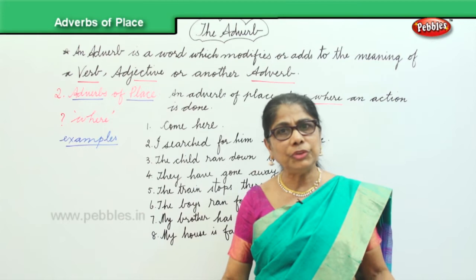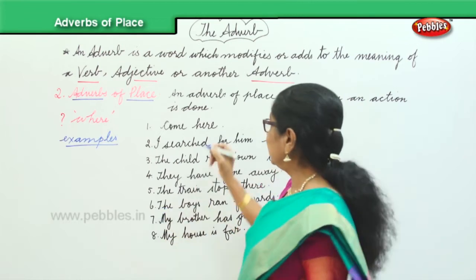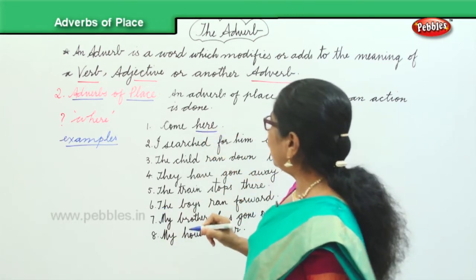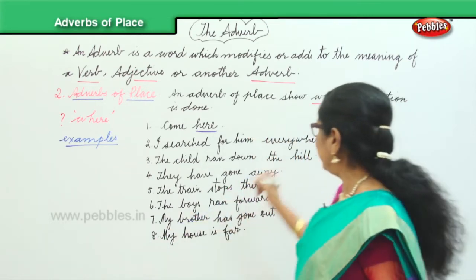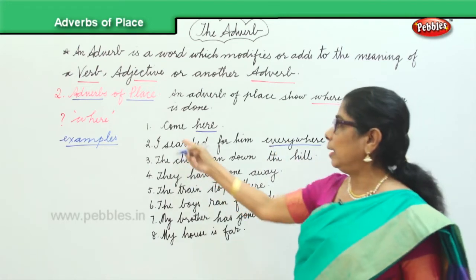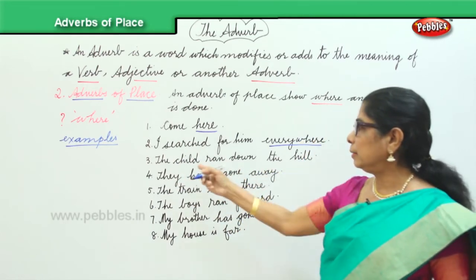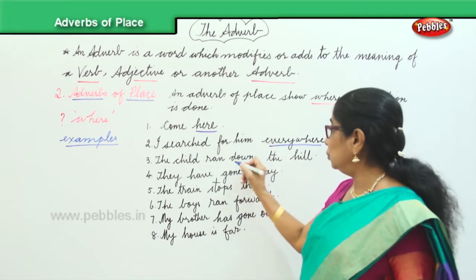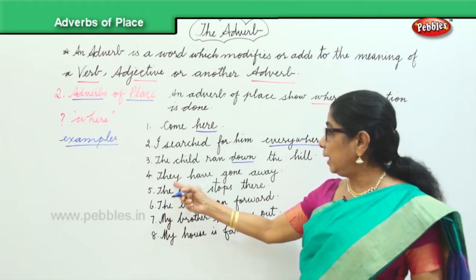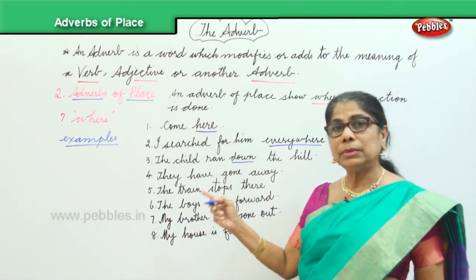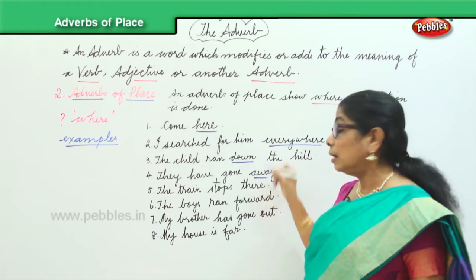Now, let us identify adverbs of place. Come here. When you say come, it is understood. But when you say come here, here is the adverb of place. I searched for him everywhere. Where? Everywhere. The child ran down the hill. The child ran where? Down the hill. They have gone away. Where have they gone? Away, we don't know where.